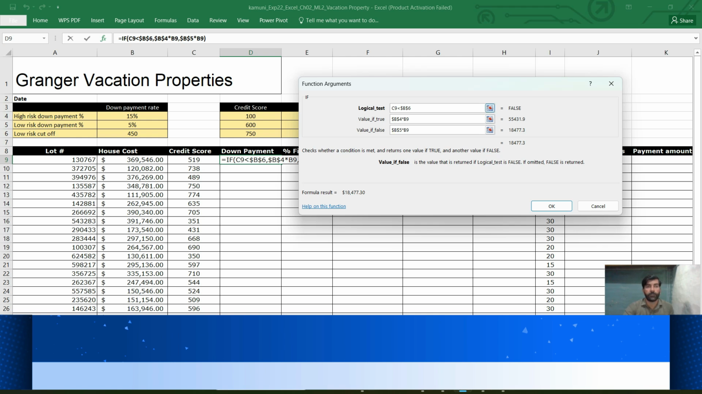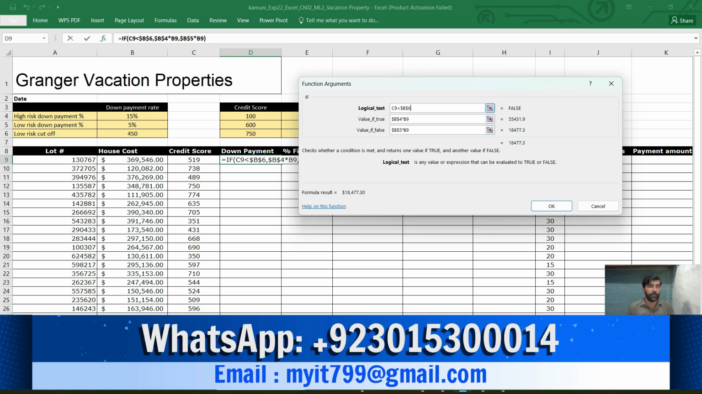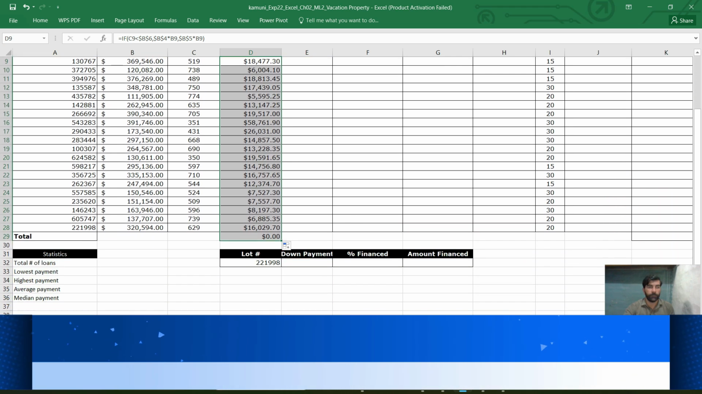Respected student, this is the logic. We use the credit score compared with B6, that is the low risk cutoff. Value if true, we apply purchase price multiplied by 15%, and if the value is false, we multiply purchase price by 5%. Then we copy and paste down to B28 and remove the last entry.